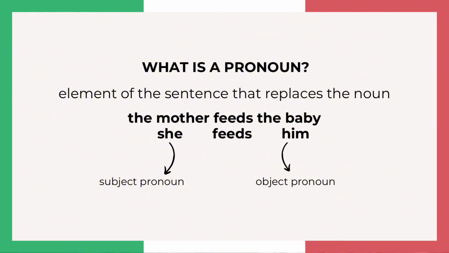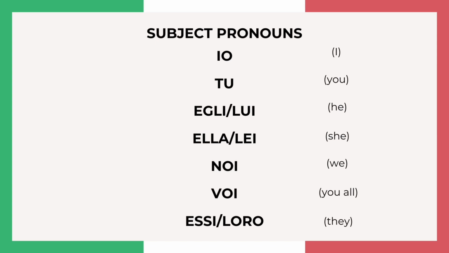Now that you know what a pronoun is, let's learn all of the subject pronouns in Italian. We have io, tu, egli or lui, ella or lei, noi, voi, essi or loro. At this point, you might be wondering, why are there multiple options for he, she, they?